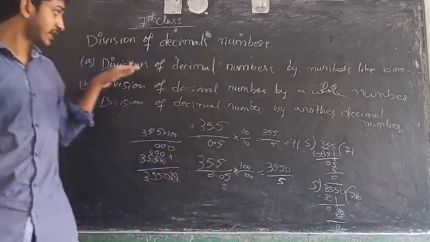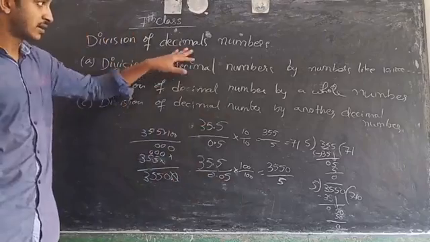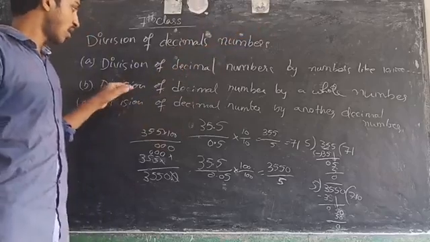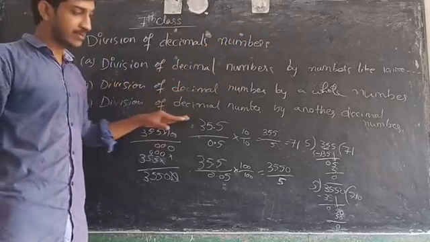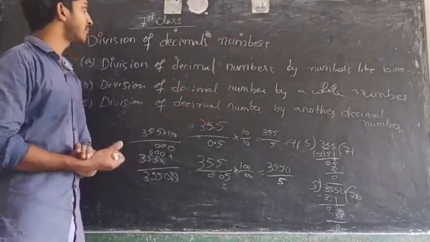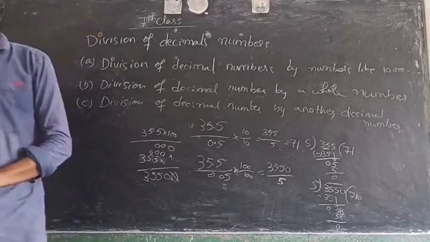These are the 3 types: division of your decimal number by numbers like 10, 100 and 1000 and so on, division of your decimal number by a whole number, and division of your decimal number by another decimal number. Now let's do some problems according to this.